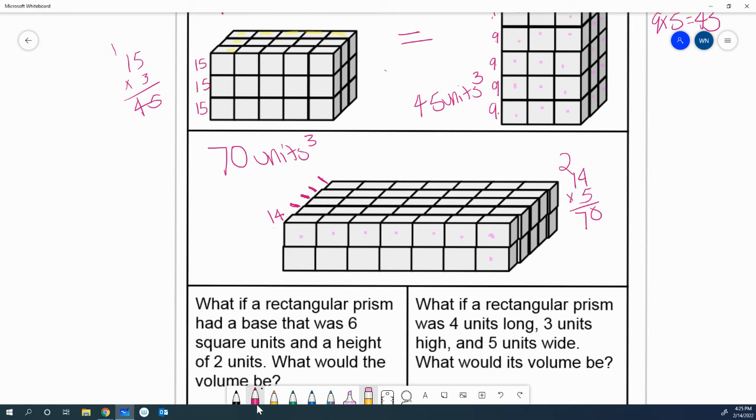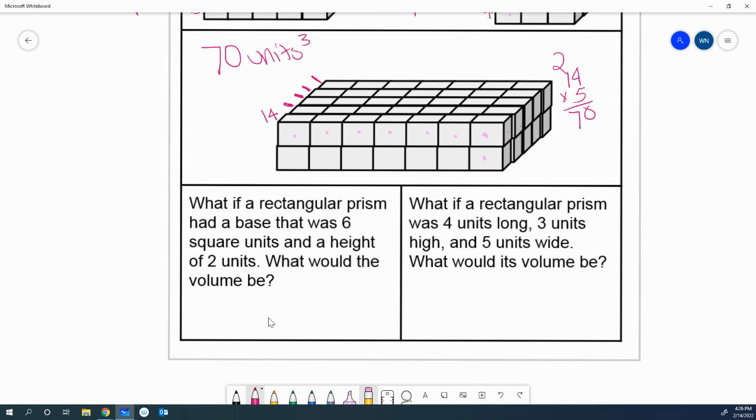Again, if you did not get 70 units cubed, you had a couple of options. You could have counted the front like I did, or you could have counted the top and multiplied that by 2. I did 14 times 5. You could have also counted this side and said 1, 2, 3, 4, 5. That's 10 times 7 rows would get you 70 as well. There are usually 2 to 3 different ways to count them. It just depends on what you see best.